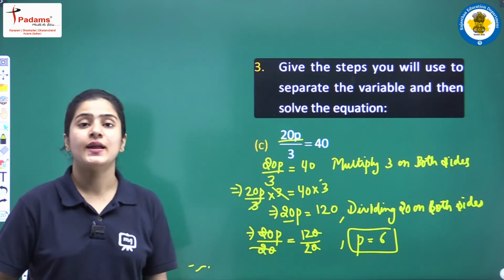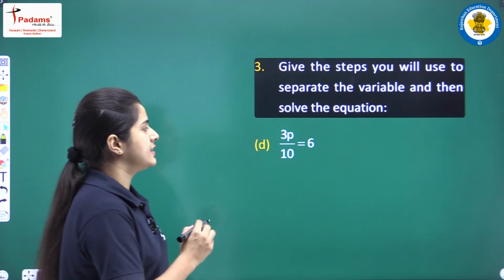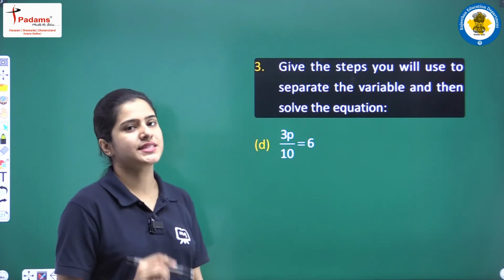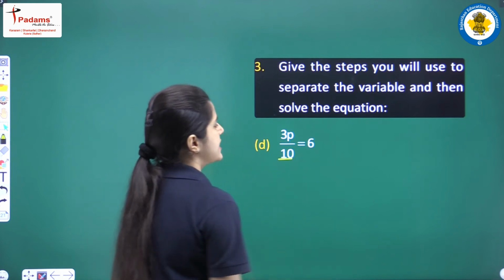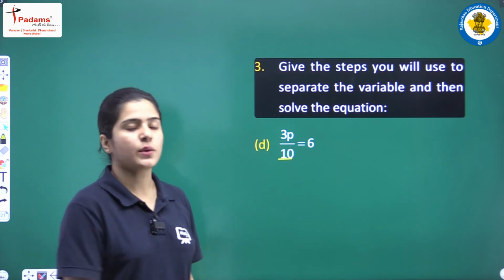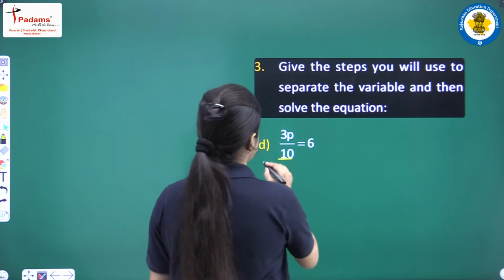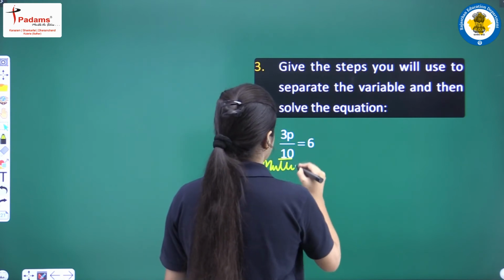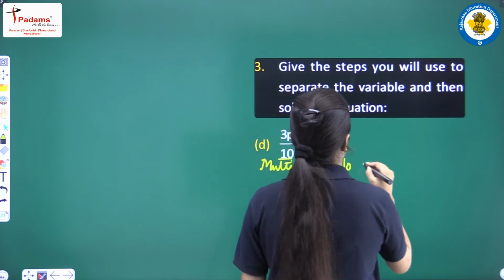Okay, students, looking at another question, that is question D. 3p upon 10 is equals to 6. The similar question that we have done. Okay, 10 is in the division with 3p, right? So to eliminate this 10, we have to multiply by 10 on both the sides, right? So multiply by 10 on both sides.